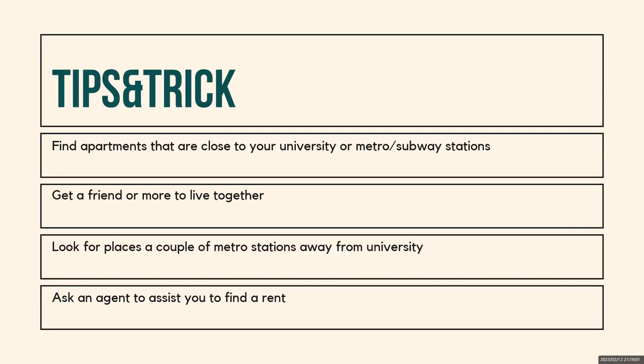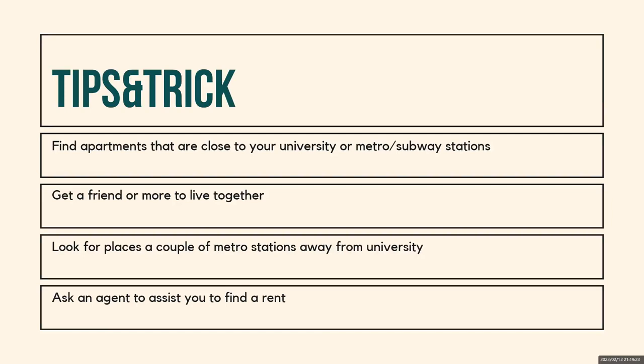And now we move to the tips and tricks. The first one is to find apartments that are close to your university or metro subway stations. And there are some exclusions to this. For example, if you're going to Tashecheng, over there it's pretty expensive. So I wouldn't recommend finding a place there unless, of course, you don't mind it being too expensive, then it's okay.